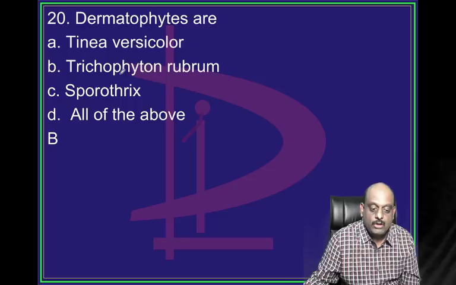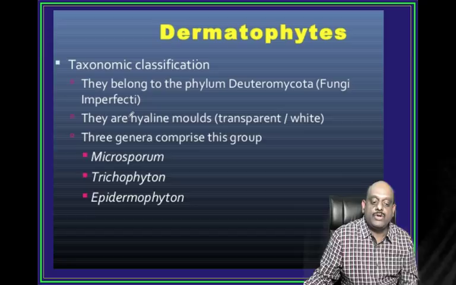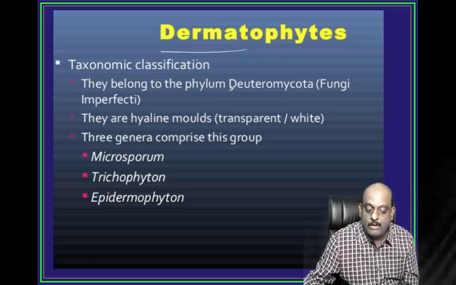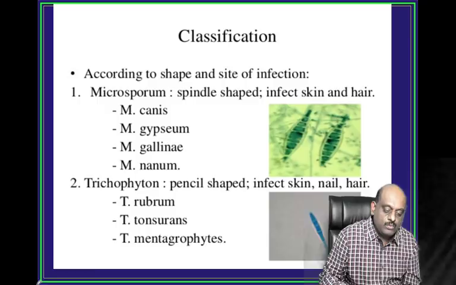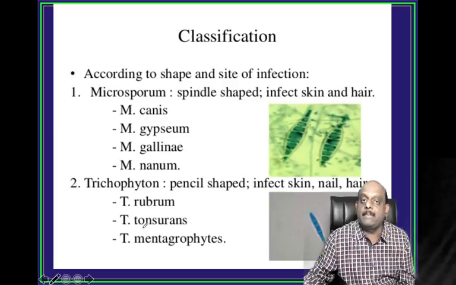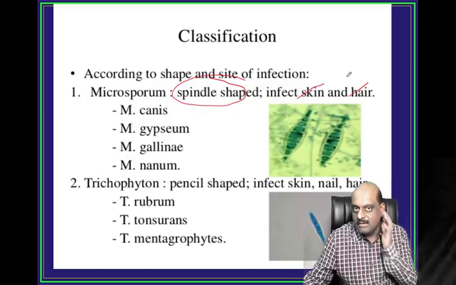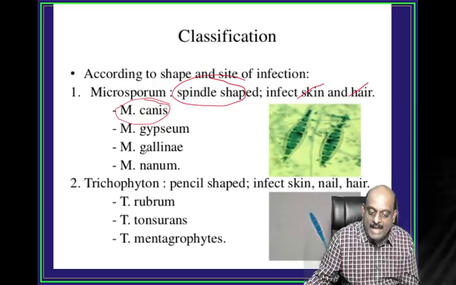Dermatophytes are Trichophyton rubrum. So doctor, if you look at the taxonomic classification of the fungi, dermatophytes belong to Deuteromycota, fungi imperfecti. There are 3 genera: Microsporum, Trichophyton, Epidermophyton. Now Microsporum, what is the thing you remember? Spindle shape, they infect skin and hair. Microsporum canis, nanum, that is what you need to remember.